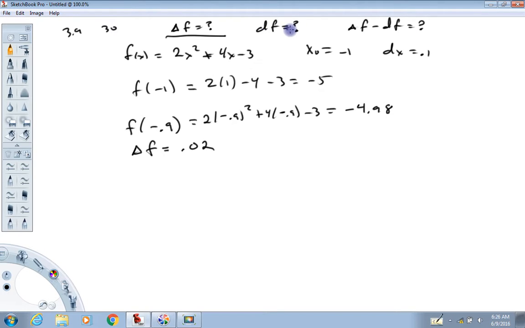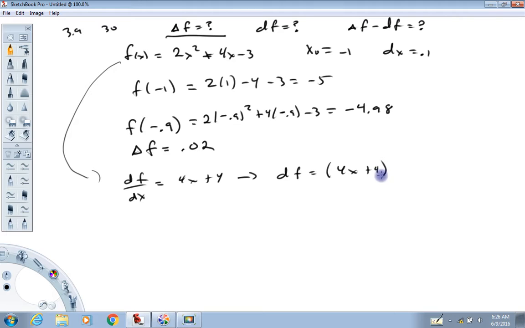Now df stands for differential in f. If we take this function and calculate its derivative, remember this is like y equals, then dy dx, or we could say df dx, is equal to 4x plus 4. I'm getting that from differentiating this. Remember that the derivative of the constant is 0. Therefore, df is equal to 4x plus 4 times dx. In this example, that's going to be 4 times -1 plus 4.